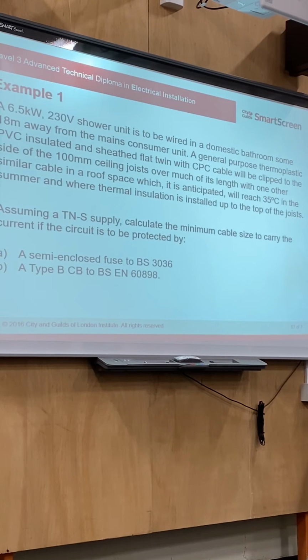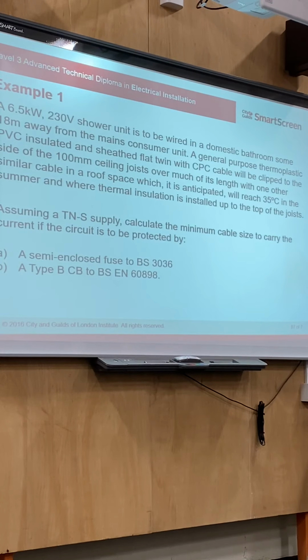So we're doing it with two examples, one being as a BS 3036, and one being as a BS EN 60898. So for the first one, we've got to include a correction factor of CF, is that 0.725? Is that a plug top fuse? Not a plug top fuse, it's fused wire. 3036 is a fused wire. 60898 is a circuit breaker. Plug top fuses are 1362s.